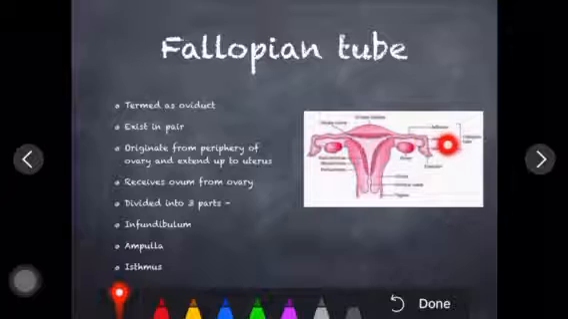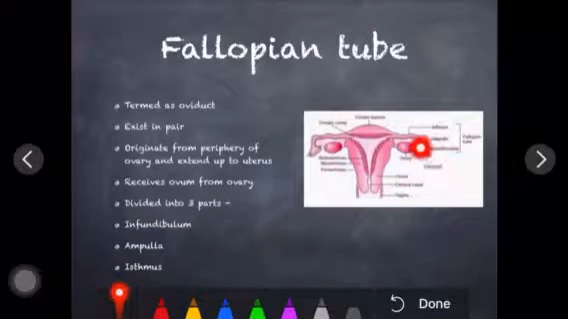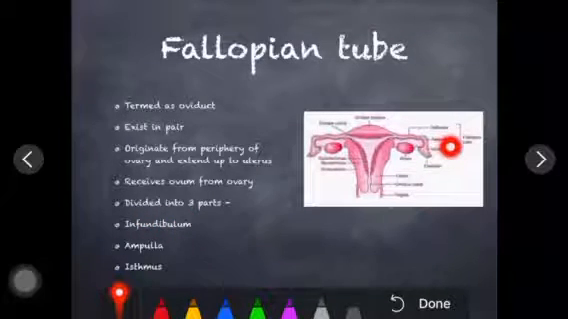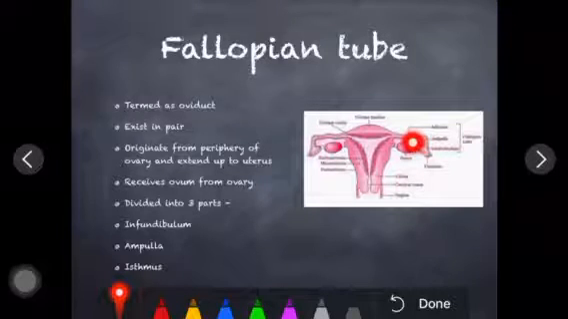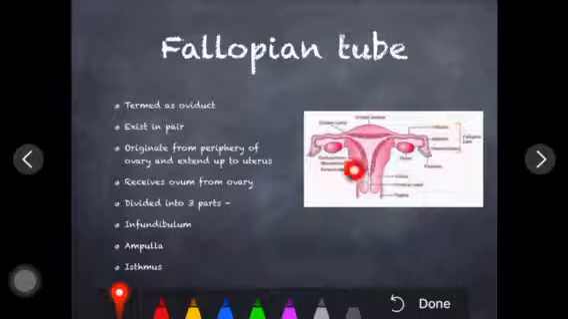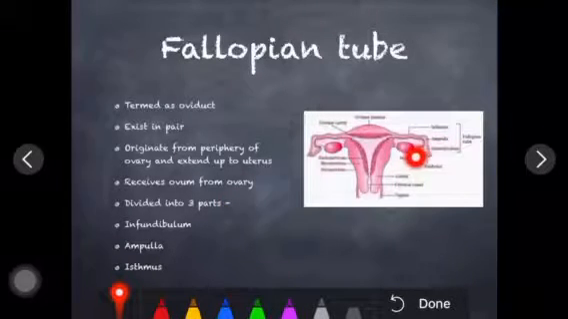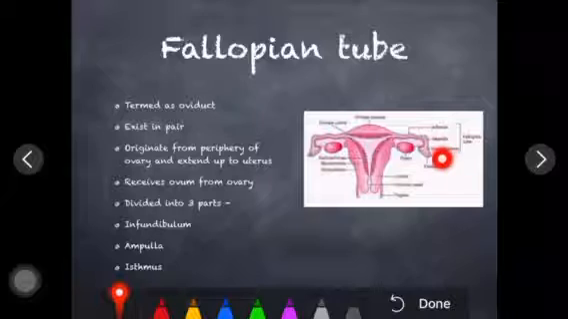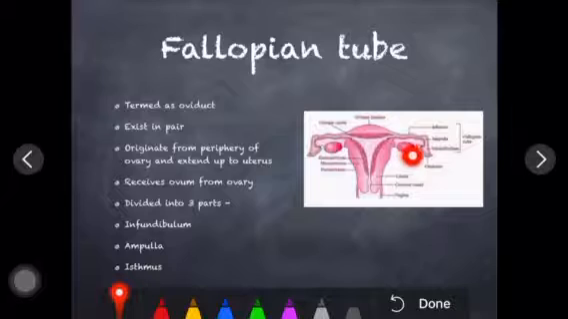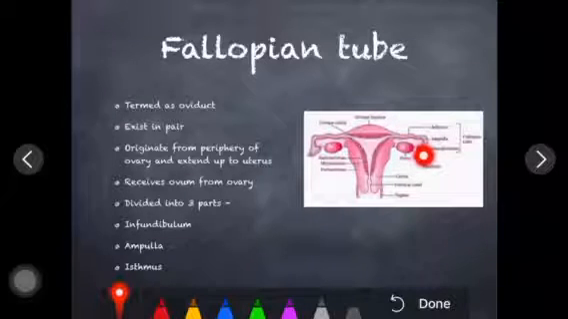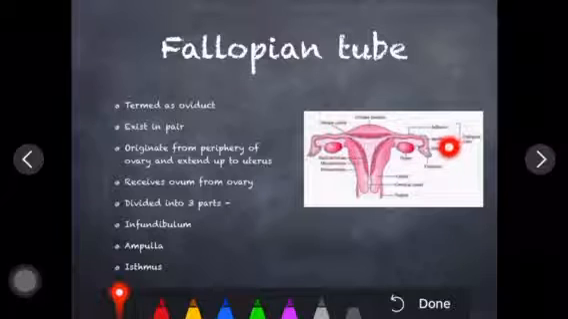Now this infundibulum structure extends, and the middle portion is called the ampulla. Here you can see the ampulla portion. The ampulla portion extends into a more narrow portion, and that is called the isthmus. So here you have to learn the fallopian tube divides into three parts. The first portion is called the infundibulum, which is the connection between the fallopian tube and the ovary. Then it opens into a canal structure, called the ampulla, and then the more narrow passage is called the isthmus.